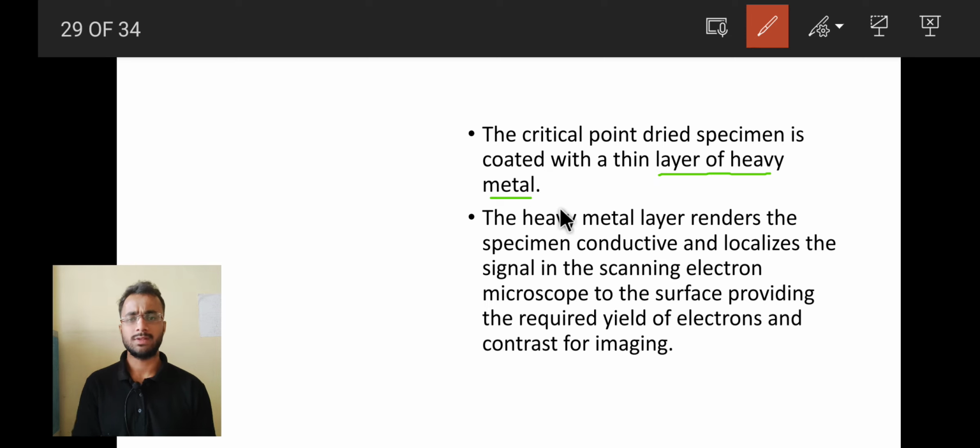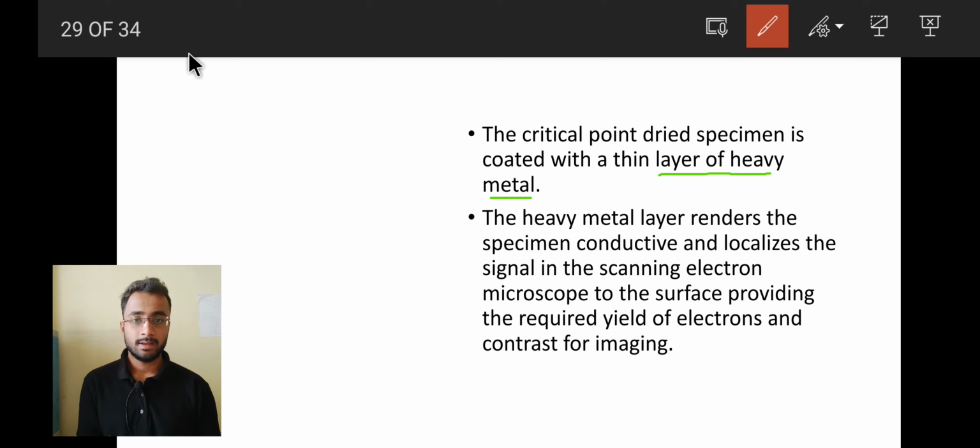Okay, as we have seen earlier, biological samples, carbon, hydrogen, oxygen, do not interact with electrons. So we have to coat this with a layer of a heavy metal. The heavy metal layer renders the specimen conductive and localizes the signal in the scanning electron microscope to the surface, providing the required yield of electrons and contrast for the image.